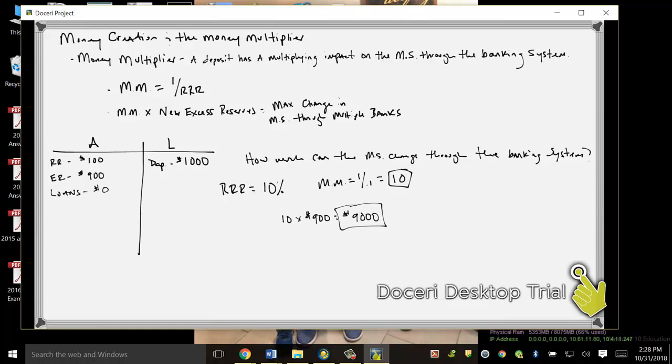One deposit creates a loan. That loan will create multiple deposits and loans at other banks. When we add up all the money that's created because of those multiple deposits and loans, the amount of money that is loaned out through all those banks in this scenario would be $9,000.